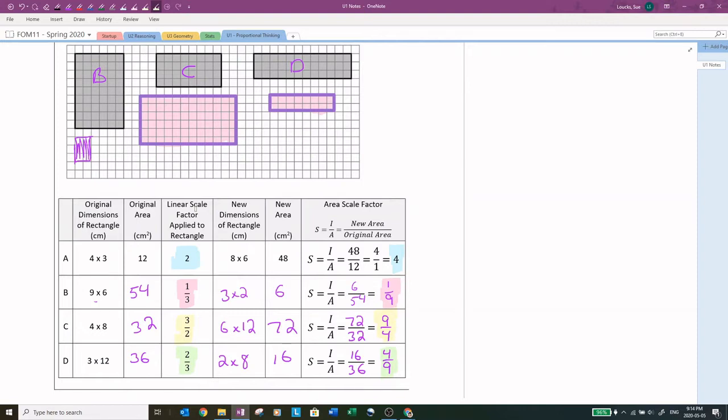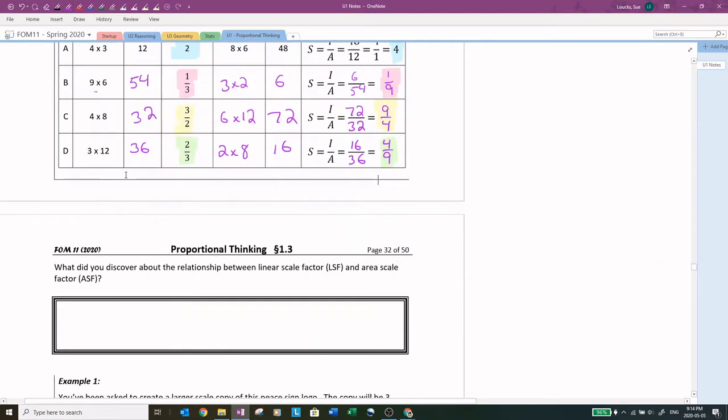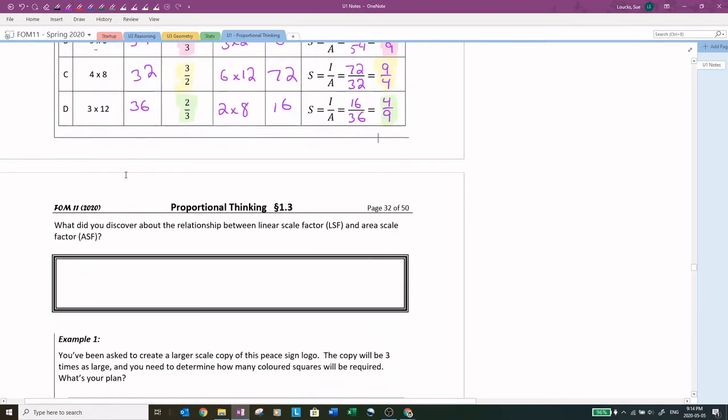Okay, so in fact, we'll write this on the next page. The area scale factor is the linear scale factor squared. And it's also true that the linear scale factor is the square root of the area scale factor. That's just writing that same thing in the different direction.